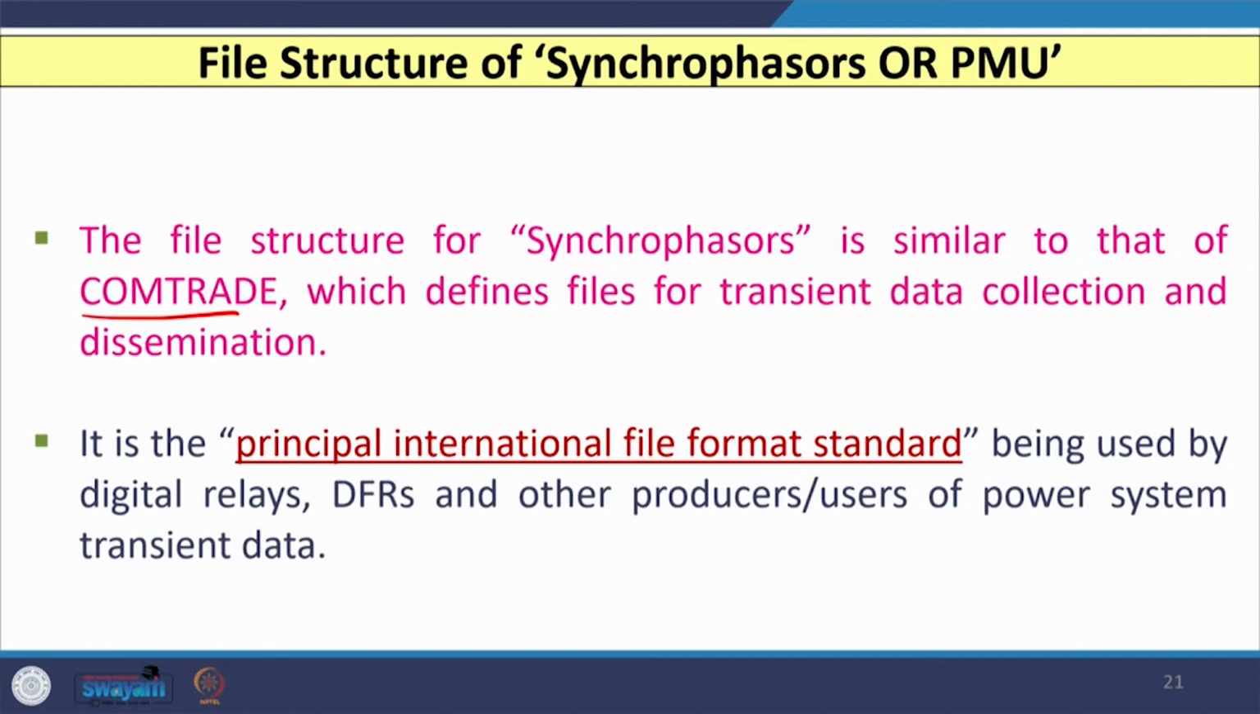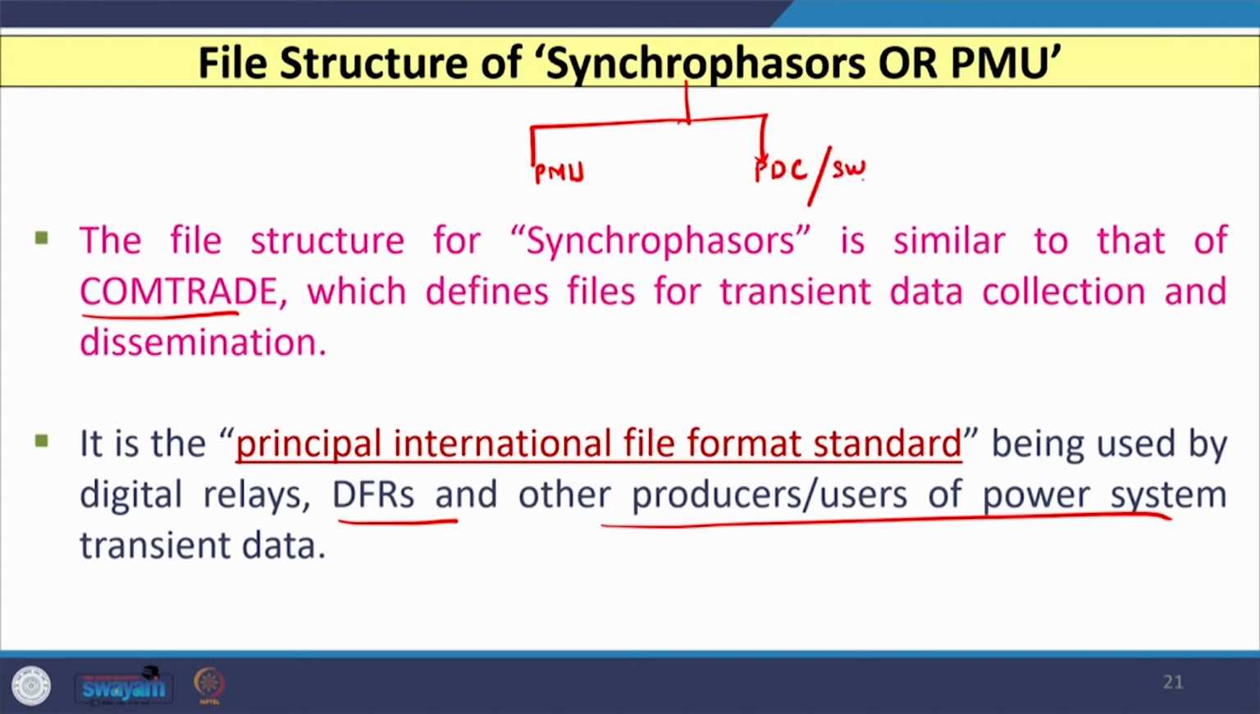It is the principal international file format standard that is being used by most of the digital relays. It is also used by digital fault recorders and other producers and users which are dealing with the transient data in power system networks. So, the same concept, the same format, is used by synchrophasors also. When I say the word synchrophasors, it contains either a PMU, or it can also contain the PDC or any super PDC. So, this is a very important point.